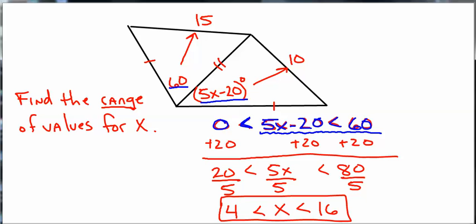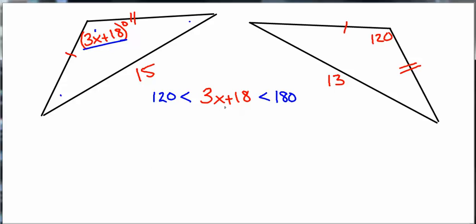In this problem, you made your 3x plus 18 greater than 120 because of this third side, right? So you had set up this portion of the inequality. Now, it's got to be less than something. And it's got to be less than 180 because it's an angle in a triangle. And they would all sum to 180. Therefore, one of them has got to be less than 180.